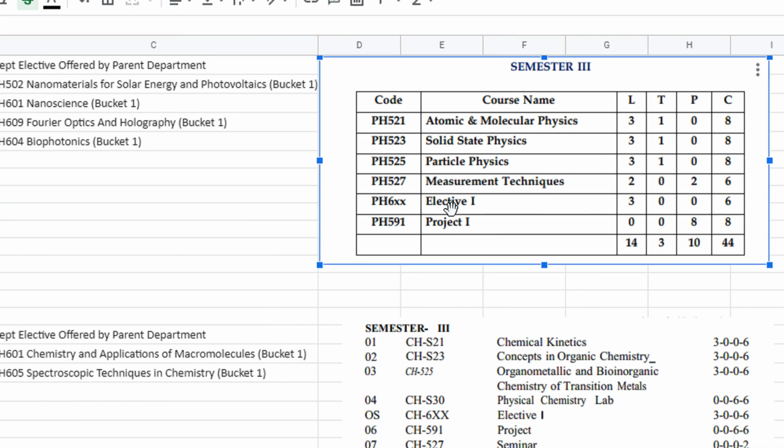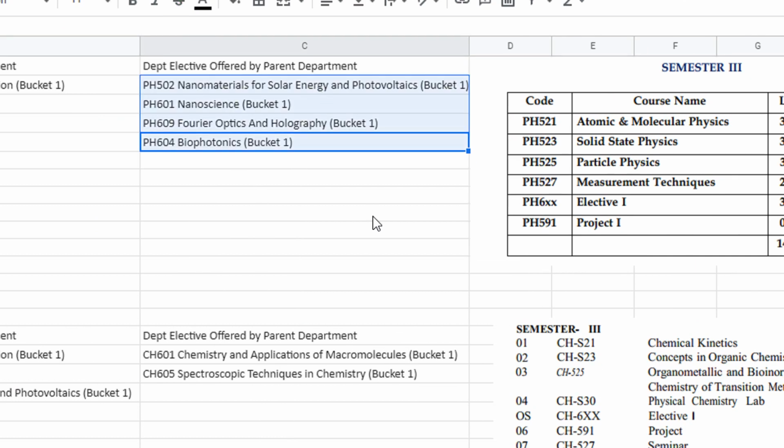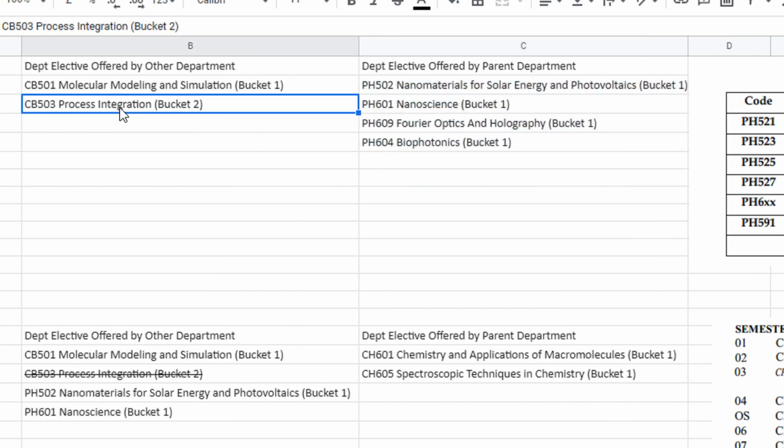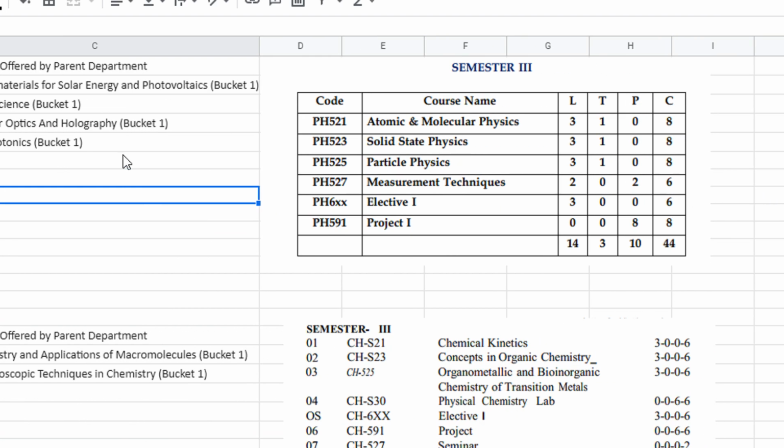Similarly, you can see the pattern for physics. Physics has only one elective as per their curriculum. Since physics has only one elective as per their curriculum, all the subjects of physics are kept into bucket 1. Right? Other departments are offering, but as you can see, they have only one elective, so bucket 2 is not allowed for them. Right? So this is how this generic timetable works, and this is how you have to choose your elective.